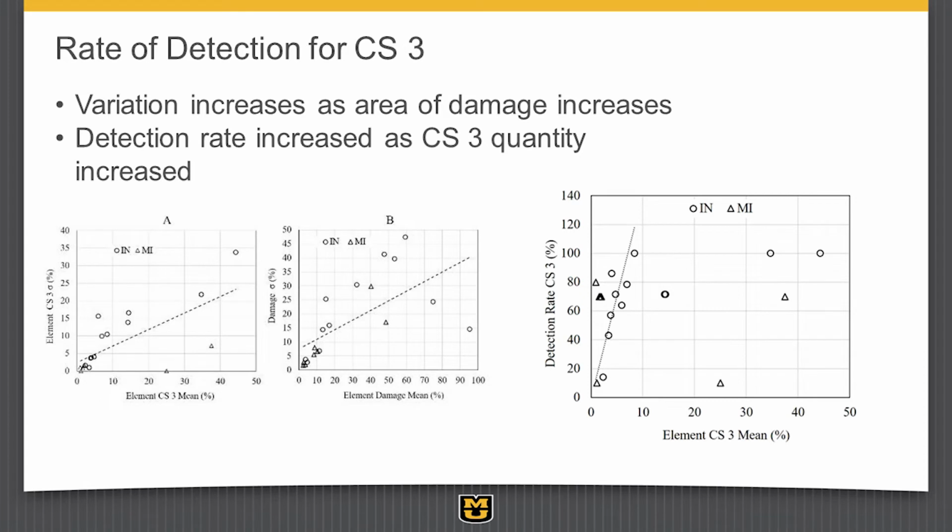And so the other result, just quickly here, is another issue that we have for element level inspections. The more damage you have, and we consistently found this, the more variation you have. And so it sort of gets worse as the bridge gets in worse condition, in terms of the spread of the actual quantities reported.